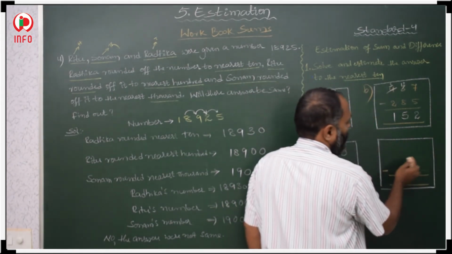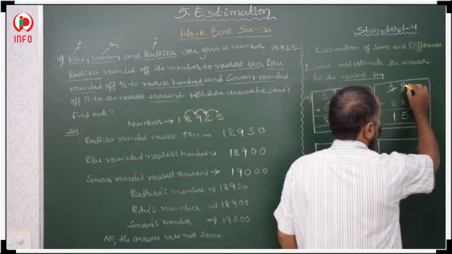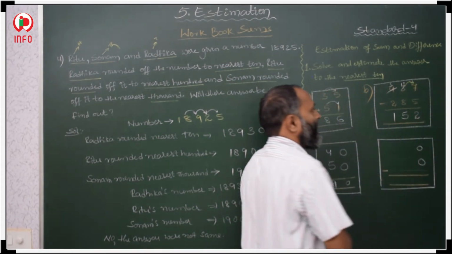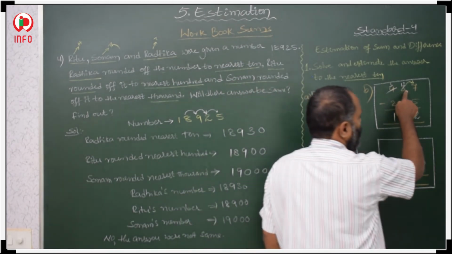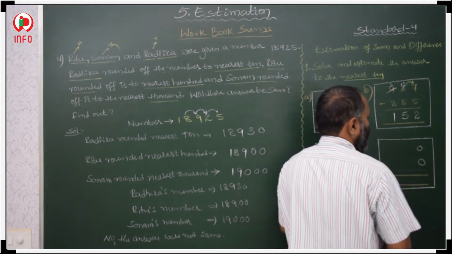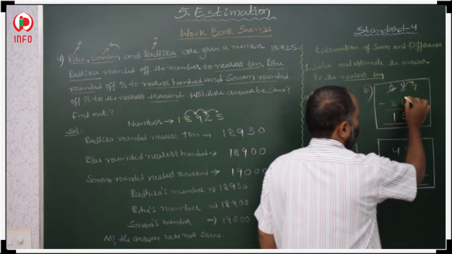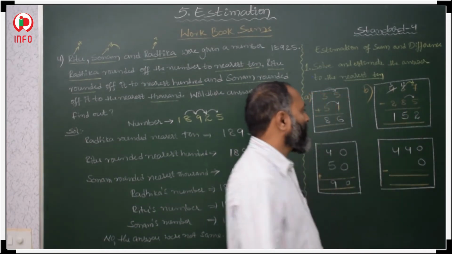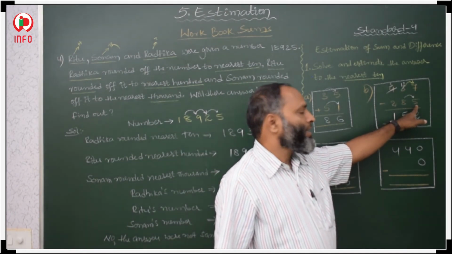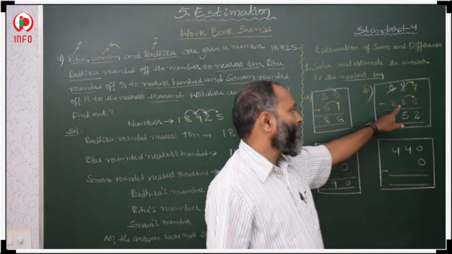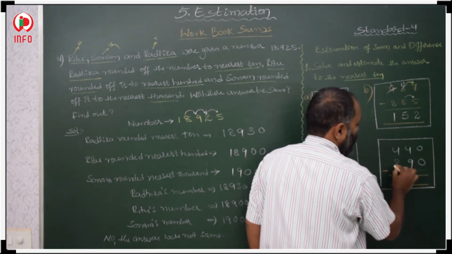Nearest to tens. First, ones place 0. Here what is there? 3. Check here ones place. Ones place 7 is there. It is more than 5. So we have to add plus 1 to tens. That will be 4. And this 4 as it is. And again here, what is there in ones place? In ones place 5 is there. If it is 5 or greater than 5, we have to add plus 1 to this. Plus 1, 9. So we will get 9. And this 2 as it is.